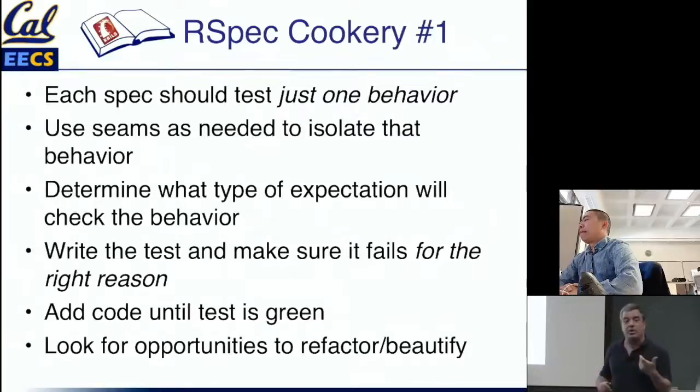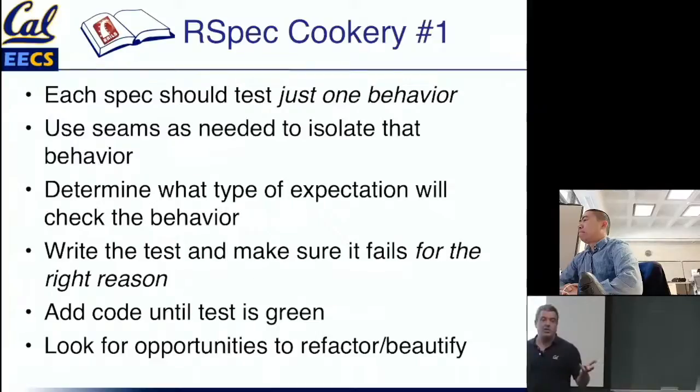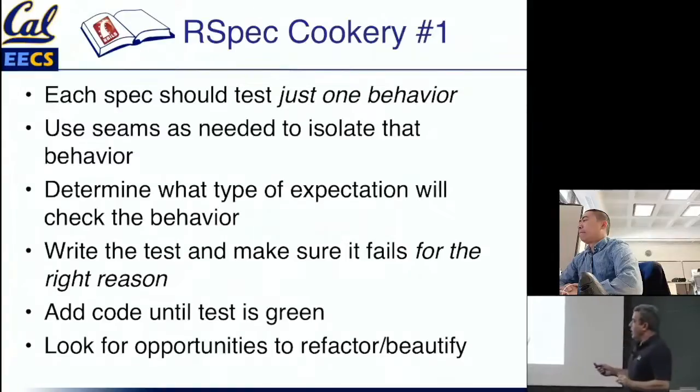And if there are 0 expects, then the test is not asserting anything, so there's sort of no way for it to fail. Make sure the test fails for the right reason. So what would be a wrong reason? Well, syntax error, that's a wrong reason. Or you're trying to call a controller method that doesn't even exist. That would be a wrong reason. Once it fails for the right reason, now you're in good shape. Because all you have to do is add code until the test passes. And believe it or not, that's actually the easier part of the job.